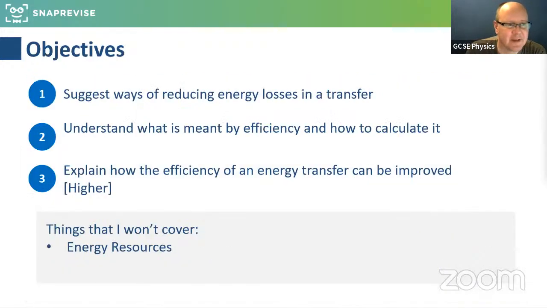Thank you. So the objectives for today are to suggest ways of reducing energy losses in a transfer, understand what is meant by efficiency and how to calculate it, and thirdly, to explain how the efficiency of energy transfer can be improved, and that's a higher level topic there. We're not going to cover energy resources, but just identifying ways of reducing energy. We're going to finish off today by briefly discussing the improvement of efficiencies rather than just reducing energy losses, which is the higher tier content.